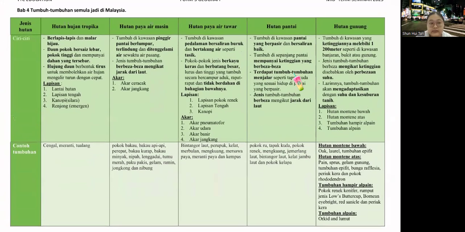And this, chapter 4. Chapter 4 learn about what? Tumbuh-tumbuhan semula jadi di Malaysia. The natural plant in Malaysia. Okay, the natural plants in Malaysia. You couldn't find pokok ru. Pokok ru actually is the example in chapter 4. You want to write in hutan pantai also can. I mean, in chapter 3, hutan pantai doesn't matter, it's acceptable one. Don't worry. Pokok ru can, yeah?